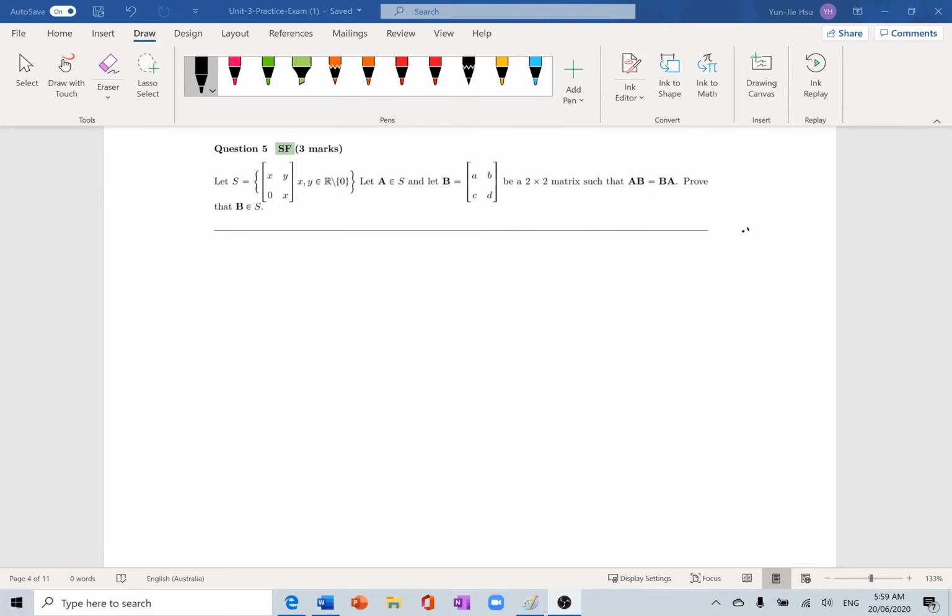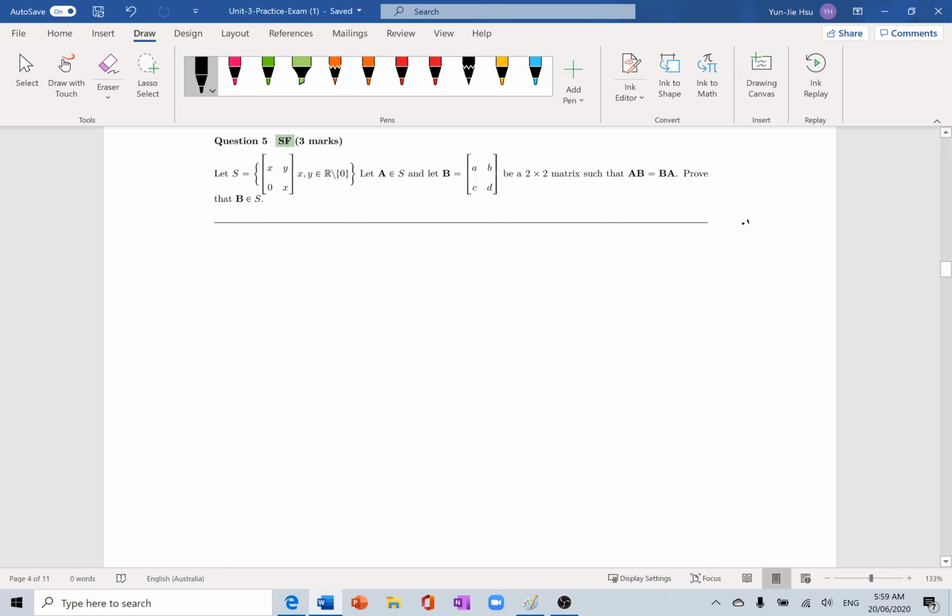Okay, now we talk about question 5. Let S be a set, right? The set of x, y, 0, x, and be careful, the question is testing you. x, y, do you understand the set notation? x, y belong to the real numbers, and x, y cannot be 0, understand? This one means it's set for, right? Cannot be 0, so it means x cannot be 0, y cannot be 0.